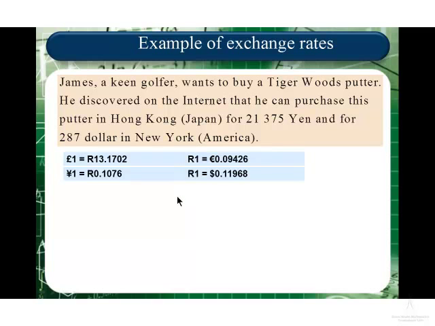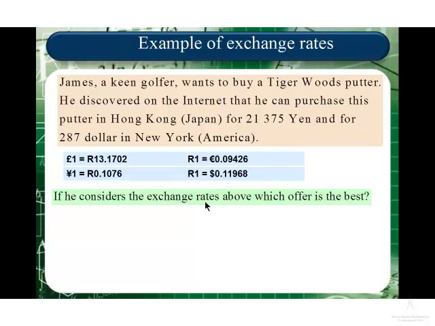Given in this particular case, we have the exchange rates as we've seen before between the pound and the rand, as indicated between the Japanese yen and the rand, and we also have 1 rand expressed in terms of the euro, 1 rand also expressed in terms of the American dollar as an exchange rate. So how can this help me to solve this problem? If he considers the exchange rates above, which offer is the best, the Japanese offer or the American offer?